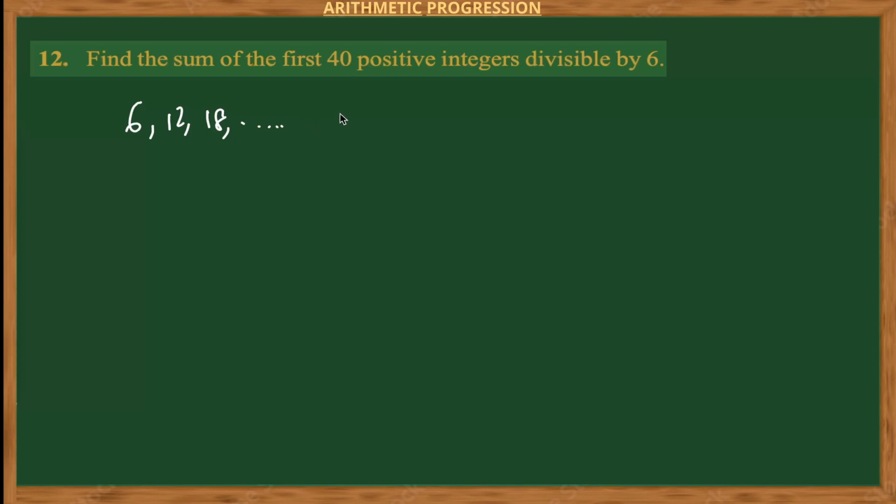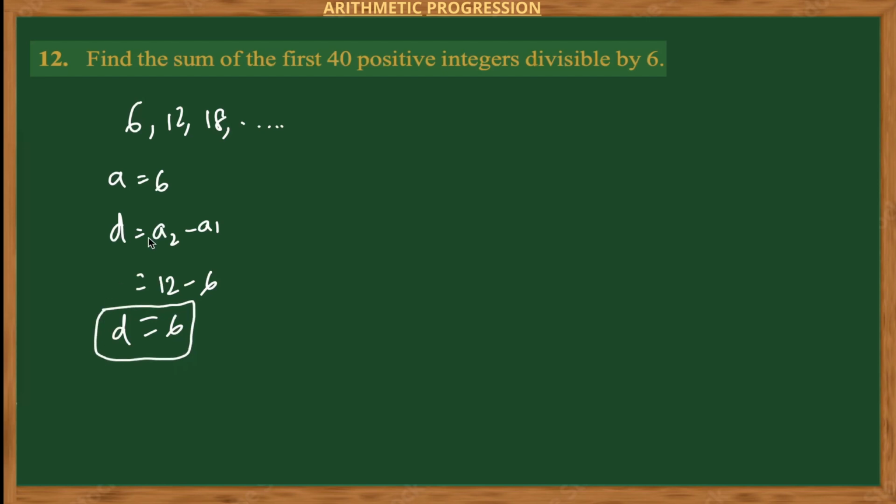So now we have this. We know that a is equal to 6, and what is the difference? The difference is nothing but a2 minus a1. What is a2? 12 minus 6. The difference is 6, so d is also 6. So we have the value of d, we have the value of a. What we need to find is the sum of the first 40.